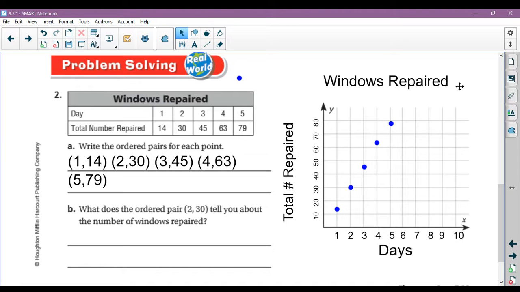Now we just did a grid. Then it says, what does the ordered pair 2, 30 tell you about the number of windows repaired? Well, on the second day, they repaired 30 windows. That's what it's telling you.